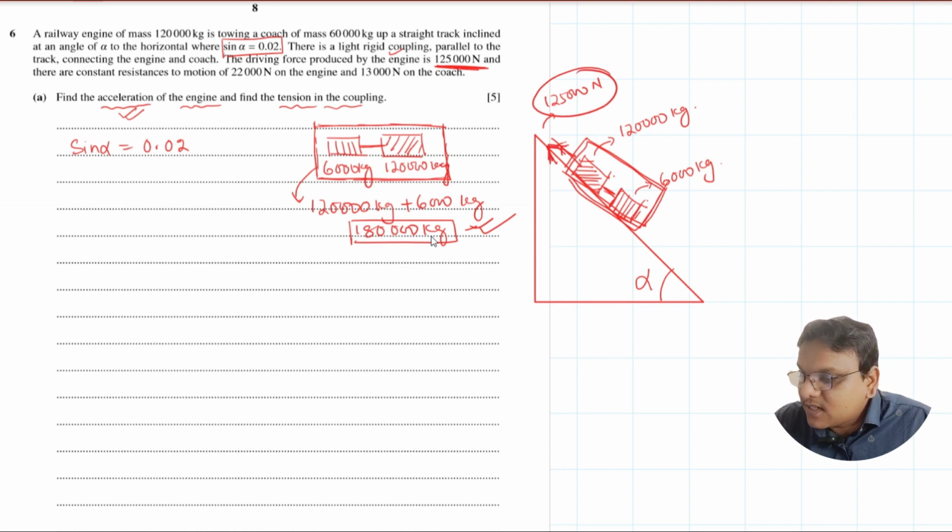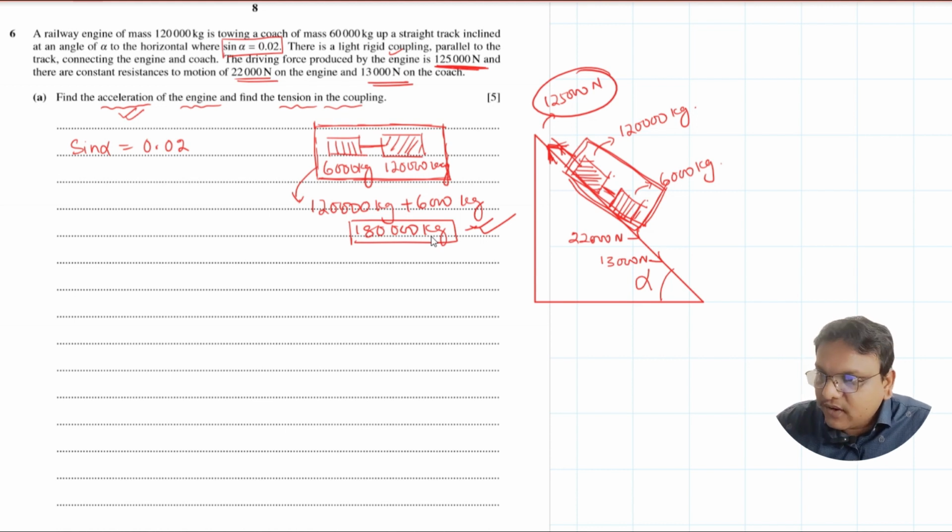And there is some resistance force also. What is given? A constant resistance force of 12,000 Newton on the engine and 13,000 Newton on the coach as well. So definitely two forces are applied backwards. I'm writing here, one is 22,000 Newton and the other one is 13,000 Newton. Got it? Apart from that, there's a trick in this question.